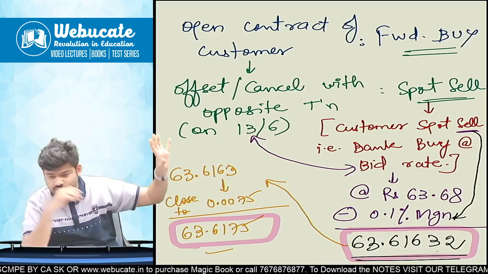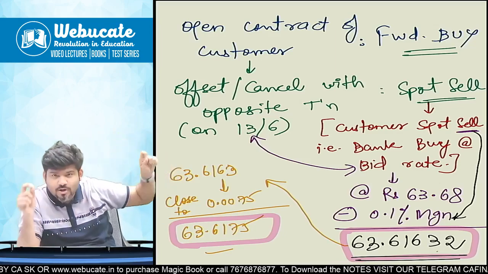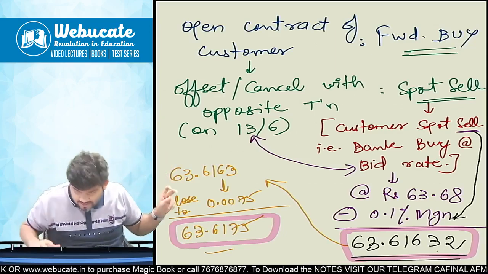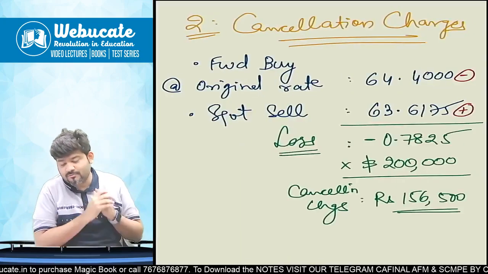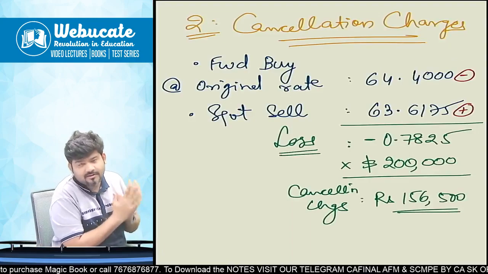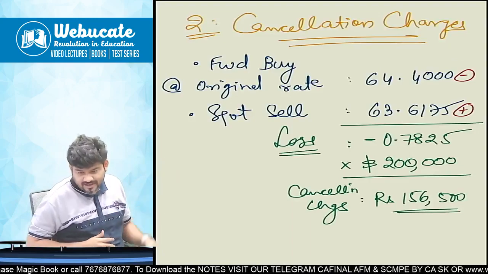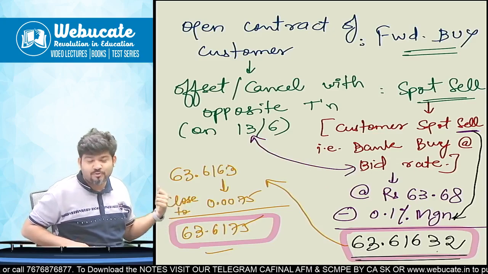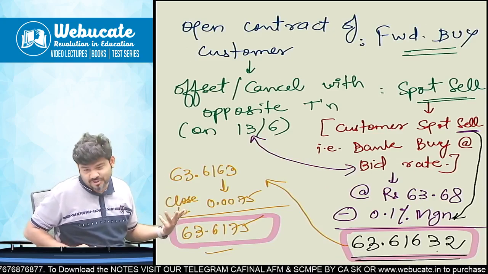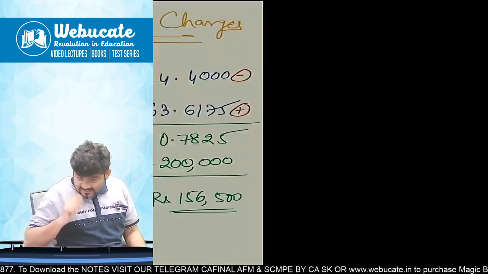Right? So, spot sell is your cancellation rate. Then, forward buy, cancellation rate. Think from the angle of the customer. What is his cancellation charges basically? 156,500. We have the rates. Remember to round off the rates close to 0.0025. So, it could be 25, 507,500. Next, cancellation charges is done.